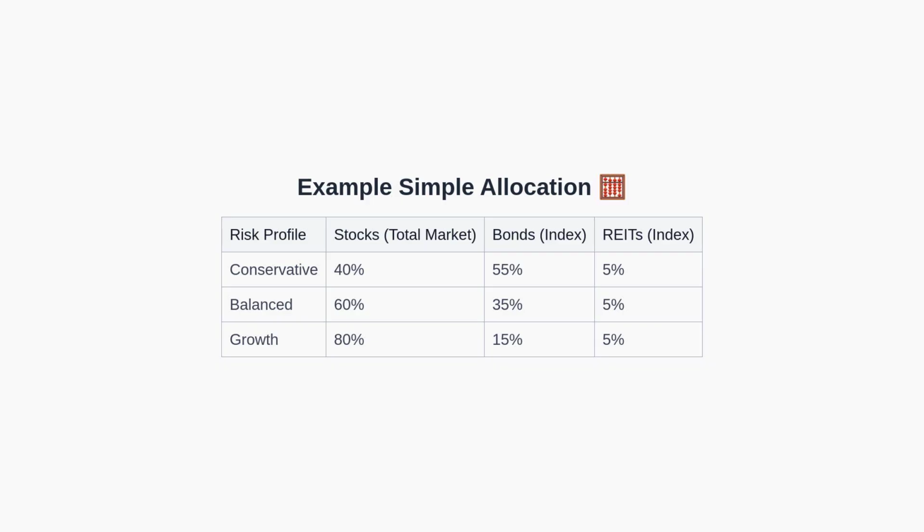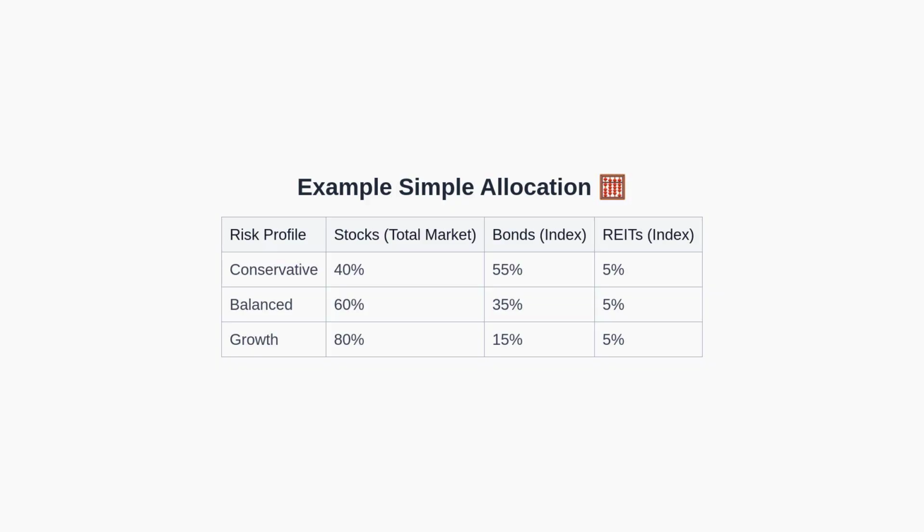This table shows illustrative allocations for 3 common risk profiles. A conservative profile might hold 40% in total market stocks, 55% in bond index funds, and 5% in a REIT index. A balanced profile might hold 60% in stocks, 35% in bonds, and 5% in REITs. A growth profile could be 80% stocks, 15% bonds, and 5% REITs. These are examples, not advice, and the appropriate mix depends on your goals, time horizon, and risk tolerance.